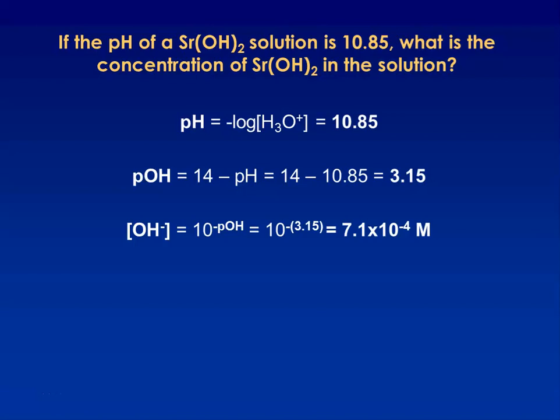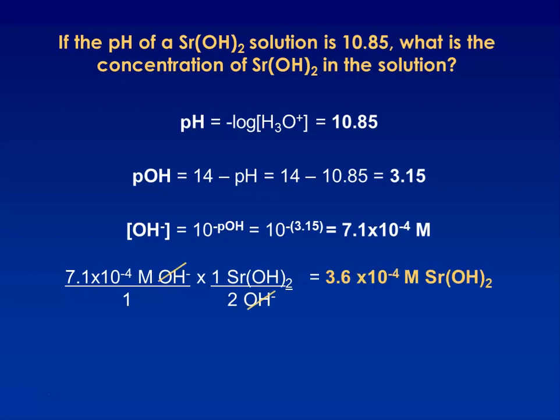But if I look at my chemical formula, I see that strontium hydroxide contains 2 hydroxides for every 1 strontium hydroxide unit. So if that's my hydroxide concentration, and I want to find out the concentration of strontium hydroxide, I'm going to need to go backwards and decrease it by 1/2. And that's going to give me a concentration for strontium hydroxide of 3.6 times 10 to the negative fourth.